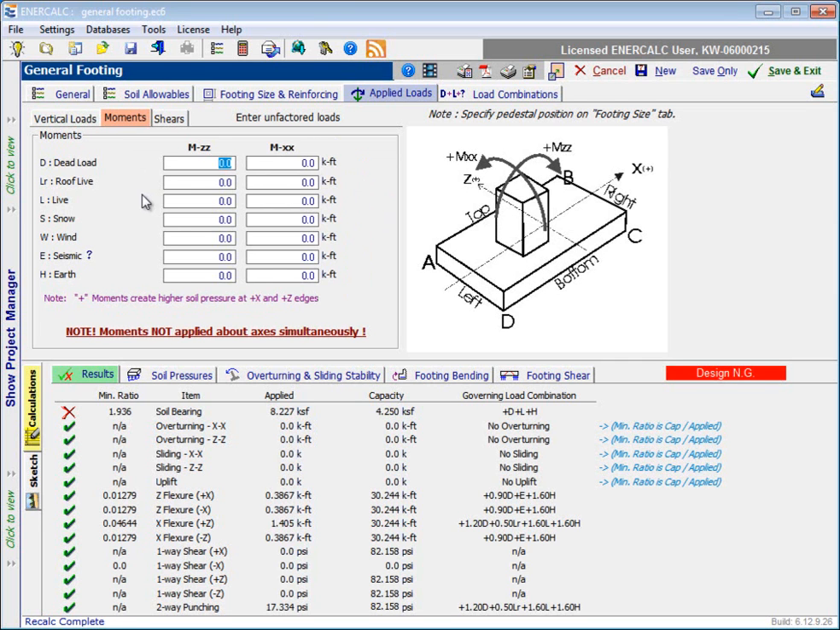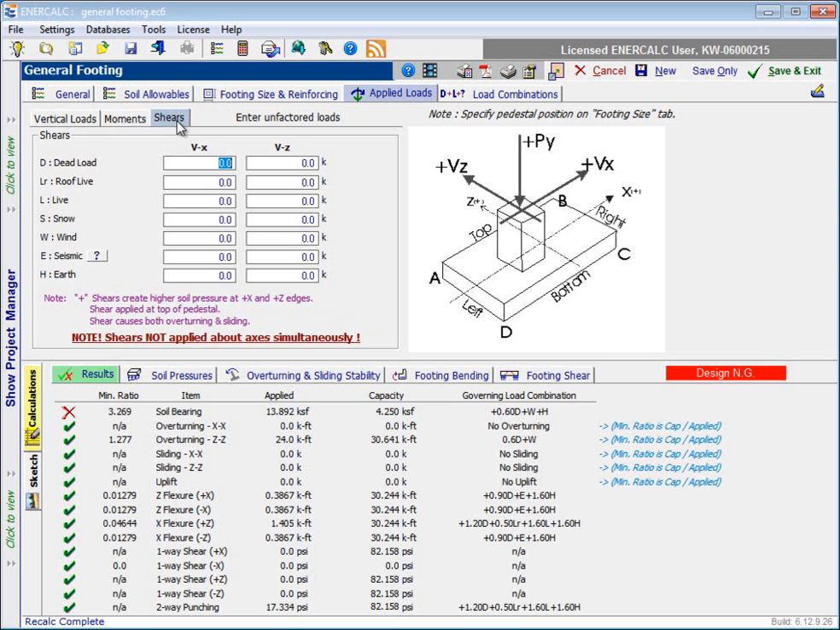For moments, I'll come over to the wind load condition, and I'll say that we have a moment that's acting about the Z axis, and let's just put in 24 foot kips. And then associated with that moment that acts about the Z axis will be a shear. So I'll come to the shear tab, and let's just call this a wind shear. And let's say that there is a shear of 8 kips at the base, and that would be in the X direction. So we've defined that as a Vx value.